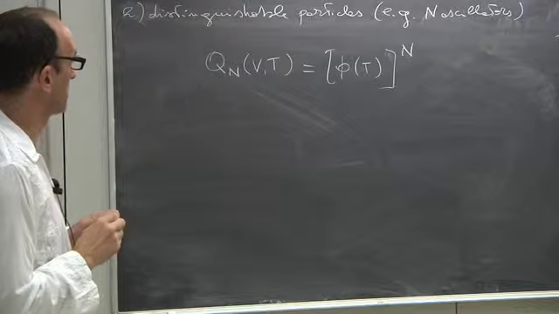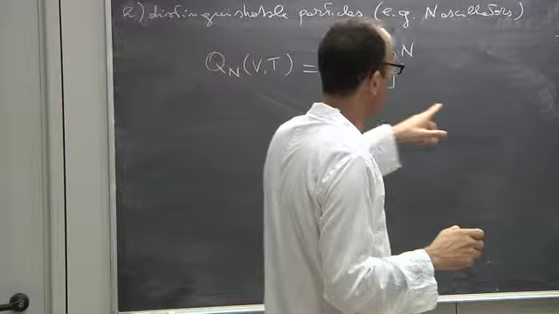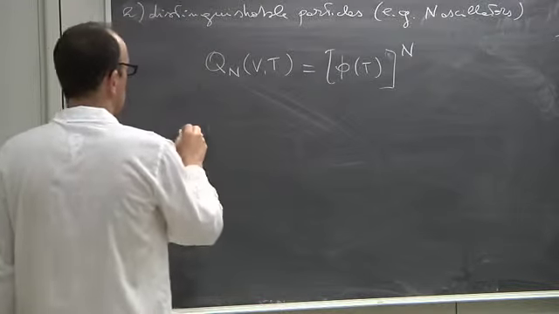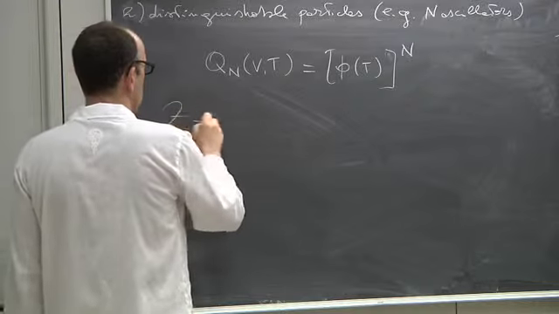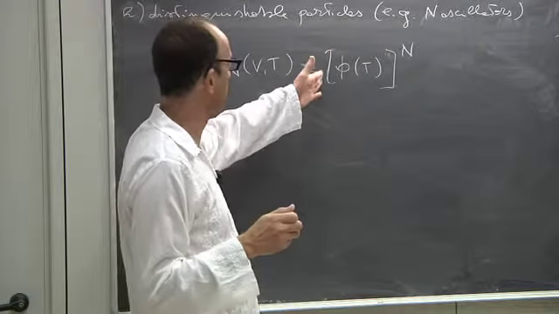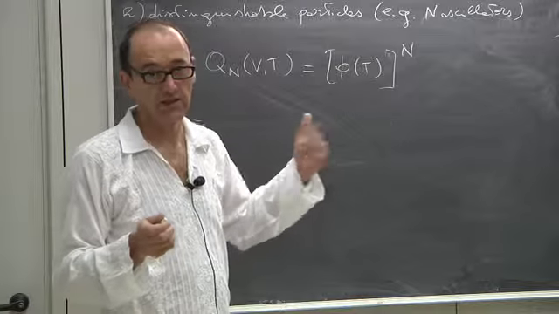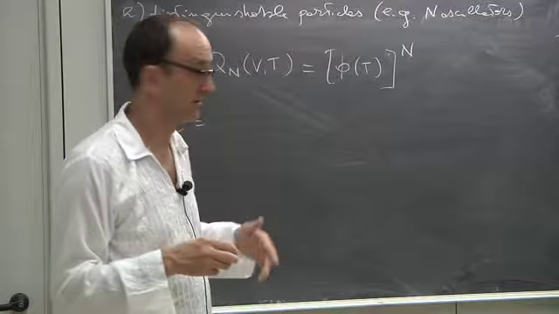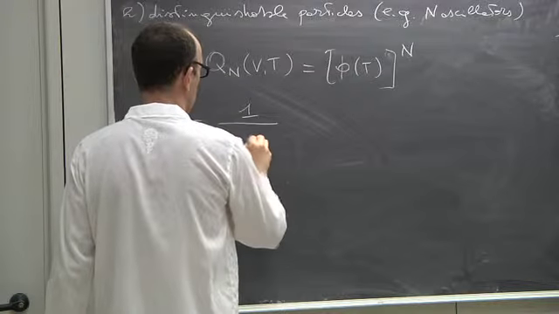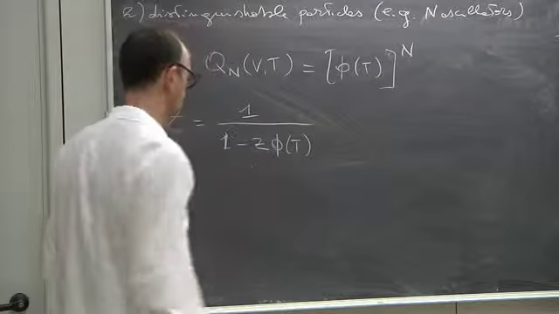And then we can compute the Gram partition function. The Gram partition function is just, if I multiply this by z to the n and sum over all the n from 0 to infinity, this is just the geometric series. And the sum is just 1 divided by 1 minus z times phi of t. Okay?